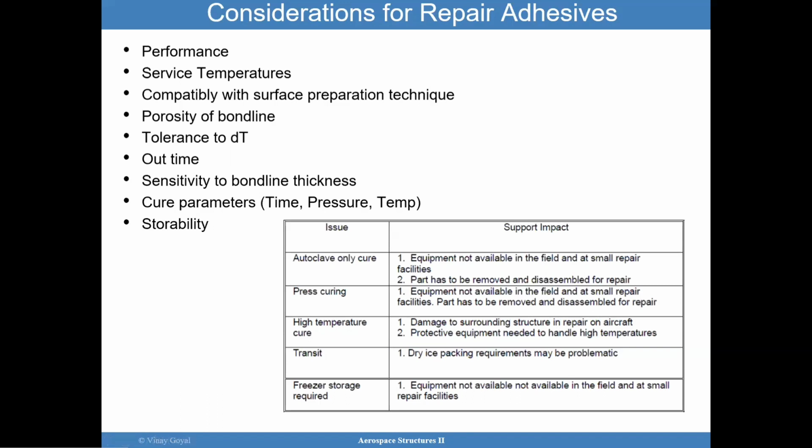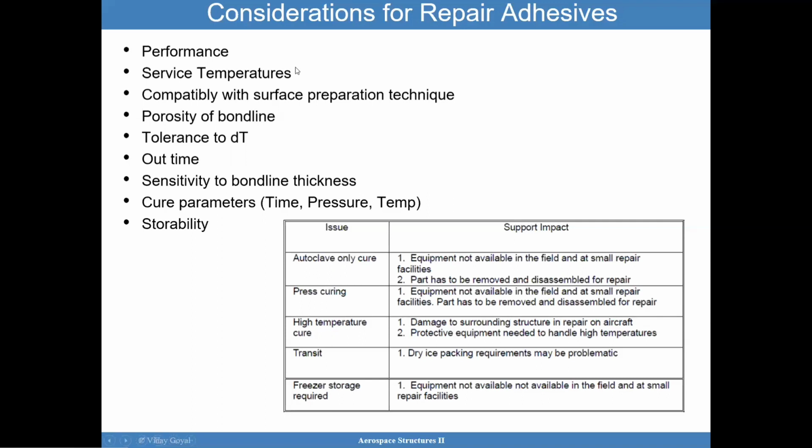So these are issues that could occur when you're repairing using adhesive. You have the autoclave-only cure, that's an issue. The equipment may not be available in the field, and so the part may have to be removed and disassembled for repair. You have the press curing, so equipment may not be available for that either. You also have the high temperature cure situation, which can be an issue as well.